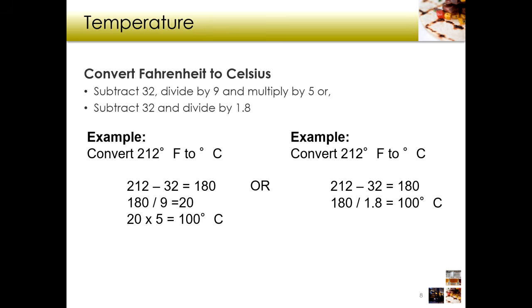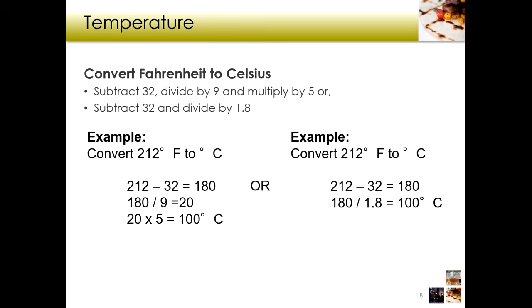I suggest using the second one and remembering the 1.8, subtracting 32, and then dividing by 1.8. It's just less steps. It's less things to remember. So for example, the one on the screen there, converting 212 degrees Fahrenheit to Celsius. Now, if you're smart and you've done your baking and you recognize that 212 degrees is the boiling point of water, you know you're looking for 100 degrees Celsius, right? To figure it out mathematically, we subtract 32 and then we divide by 1.8 and we get 100 degrees.